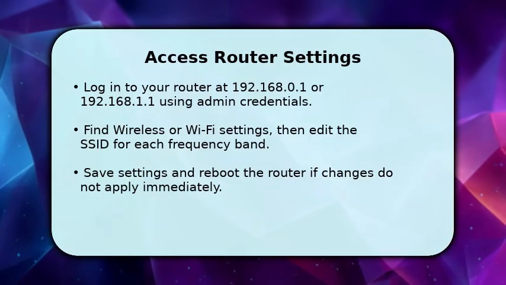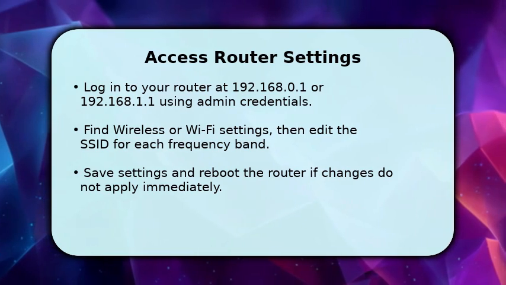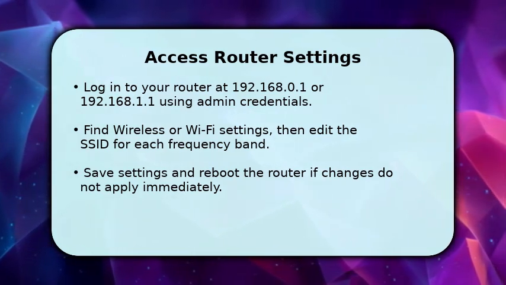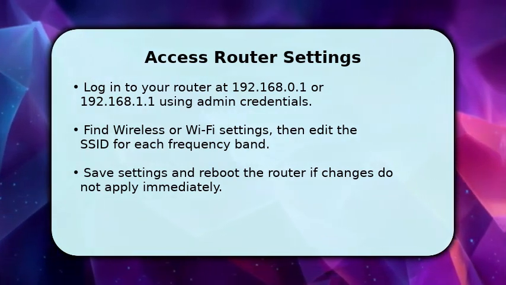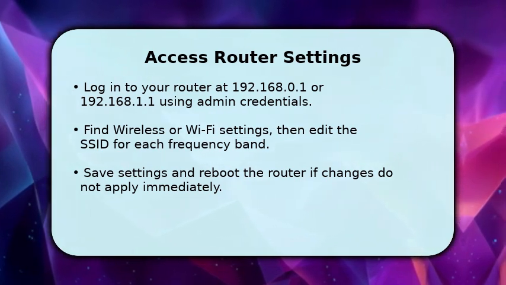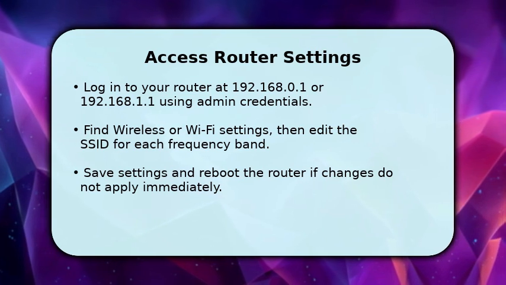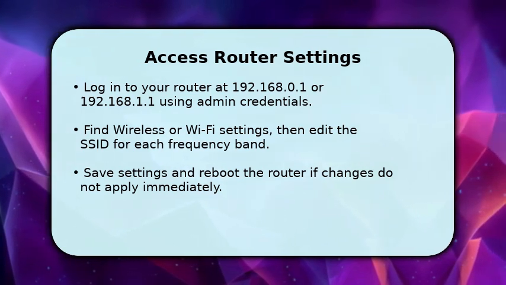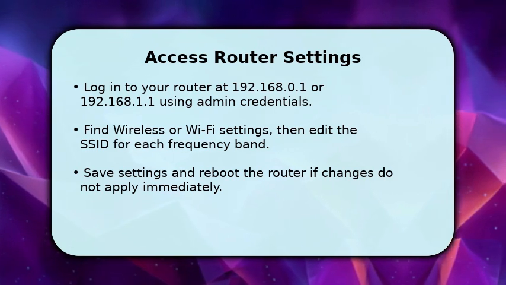First, connect a device to the router via Ethernet or current Wi-Fi network. Open a browser and go to 192.168.0.1 or 192.168.1.1 to access the admin page. Enter the admin username and password printed on the router or set by you.